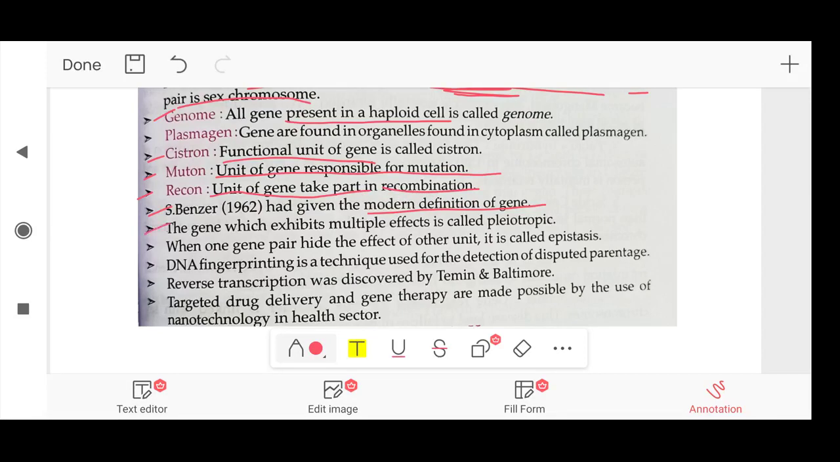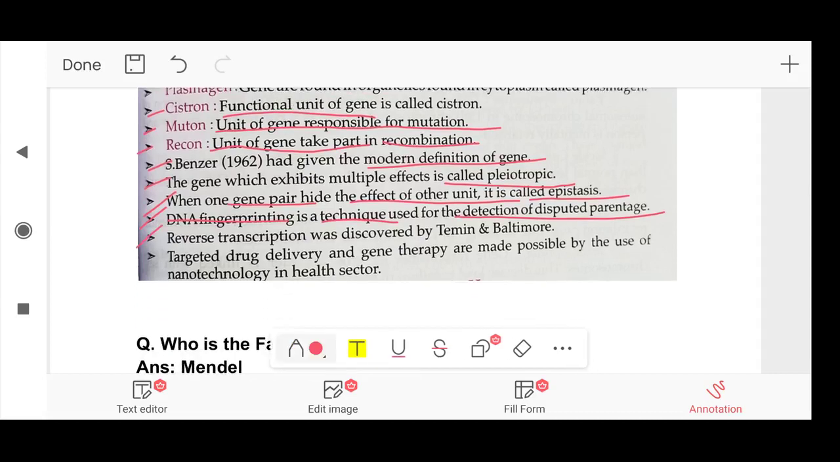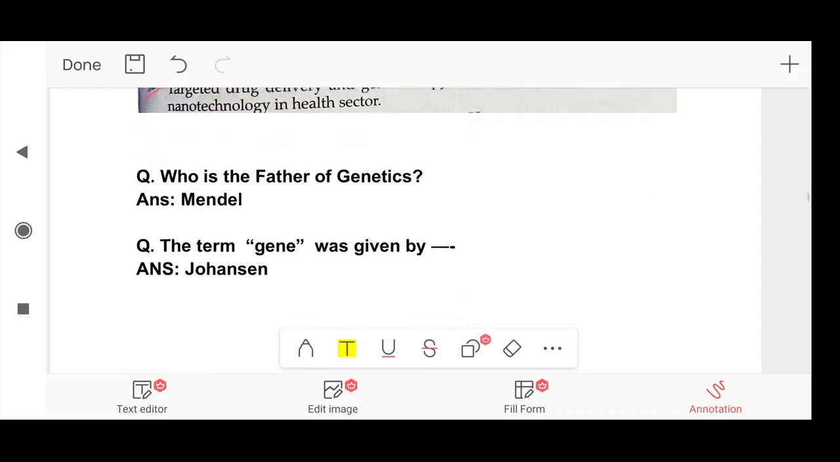The gene which exhibits multiple effects is called pleiotropic. Next, when one gene pair hides the effect of the other, it is called epistasis. DNA fingerprinting is a technique used for the detection of disputed parentage. Next, reverse transcription was discovered by Temin and Baltimore. Next, targeted drug delivery and gene therapy are made possible by the use of nanotechnology in the health sector. Now let's solve the questions based on it.